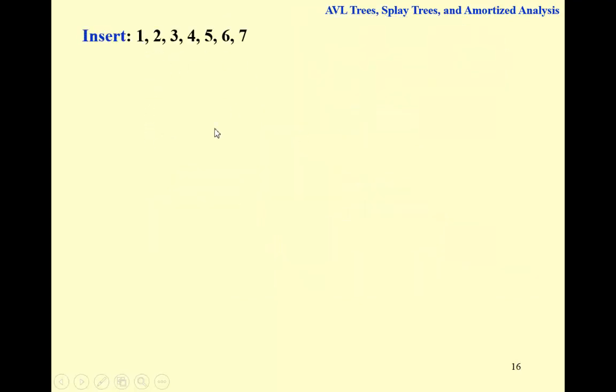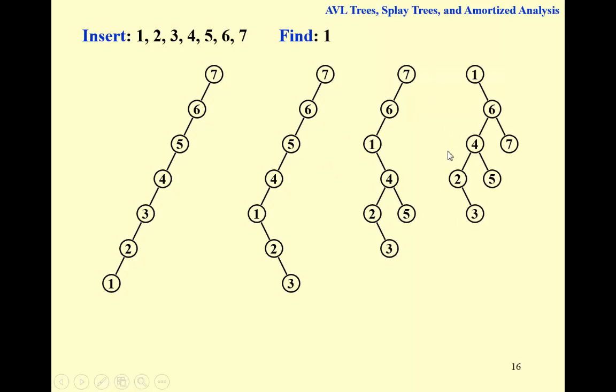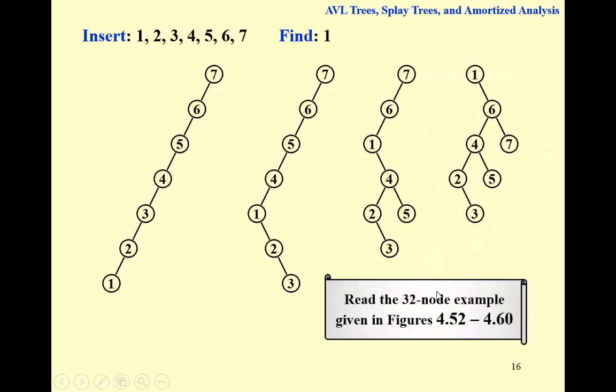Let's insert 7 nodes and we obtain a skewed tree like this. Alright, now let's try to find 1. What's going to happen? We're going to first handle a zig-zig situation for 1. And another zig-zig. And another zig-zig. So when 1 becomes the new root, the height of the tree is almost halved. And there's another example given in your textbook. It's a 32 node example. So you can take a look when you get the book.